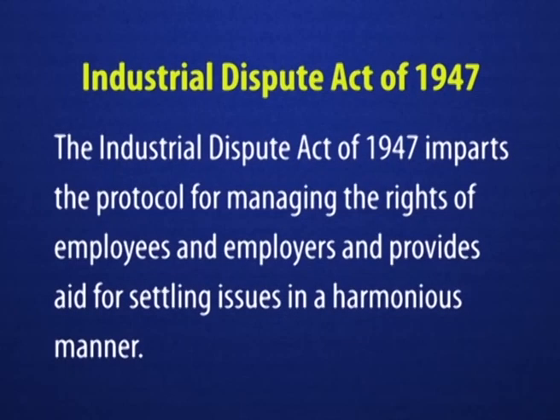The Industrial Disputes Act of 1947 imparts the protocol for managing the rights of employees and employers and provides aid for settling issues in a harmonious manner. The state government establishes the labor court. A labour court usually has one judge appointed by the state government. He or she will be called the chairman, or it may also have more than one judge.